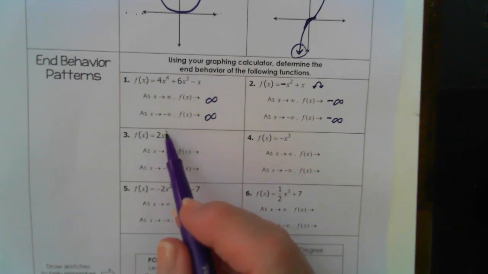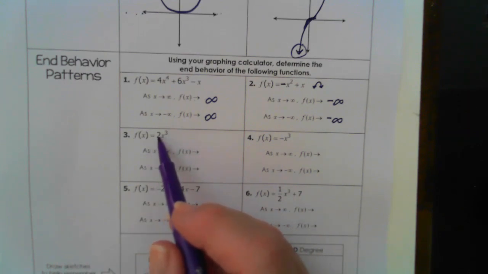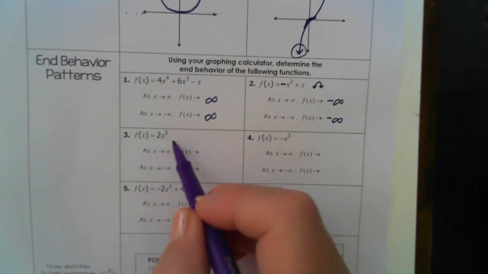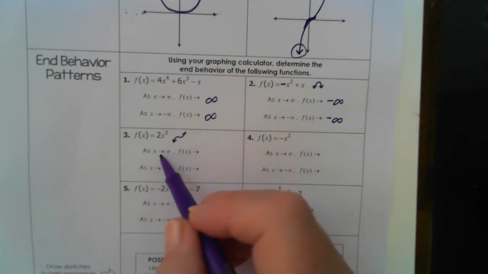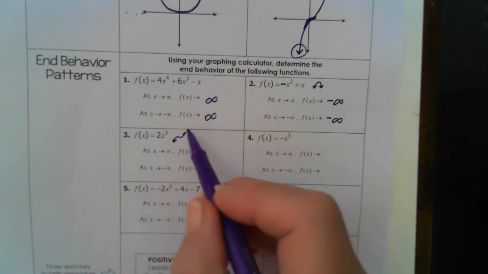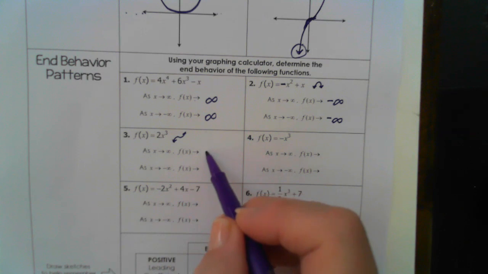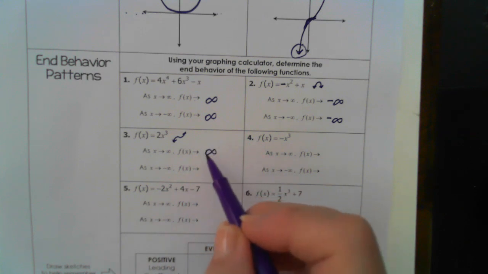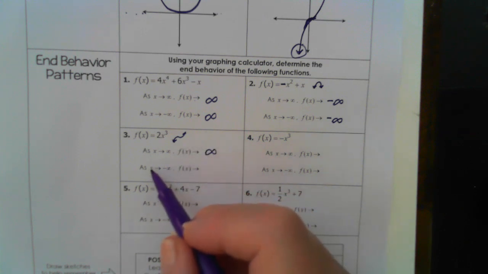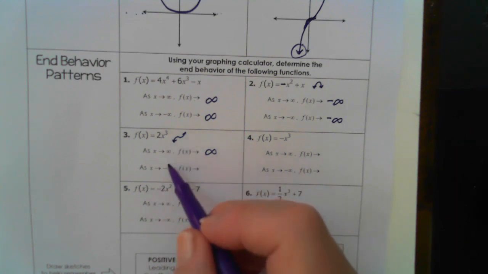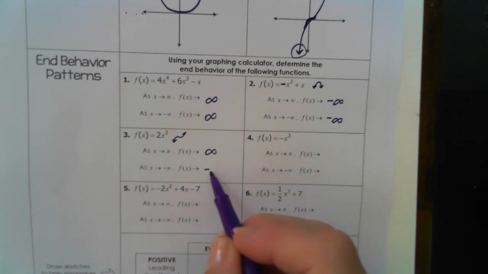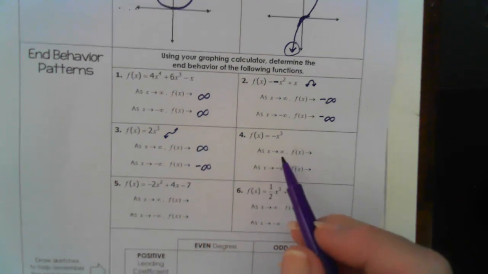Here we've got a cubic, and the leading coefficient is 2, so it doesn't change its behavior. And so we've got a cubic that looks something like this, and on the right-hand side, as x approaches positive infinity, this is going up to positive infinity. But on the left-hand side, as x approaches negative infinity, we can see that it's pointing down, so it's going to go to negative infinity.